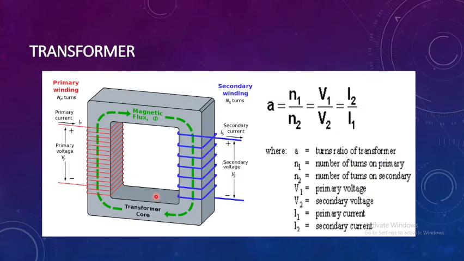So, transformer. We have here the transformer. So, this is our primary. And then we have our secondary. So, in the formula, the turns ratio of transformer is equivalent to the number of turns in primary divided by the number of turns in secondary. And also, the turns ratio is equivalent to the voltage of the primary divided by the voltage of secondary. And we have also that the turns ratio of the transformer is equivalent to the secondary current divided by the primary current.